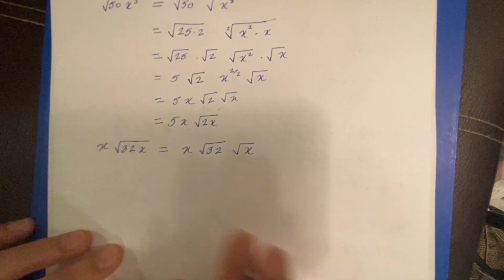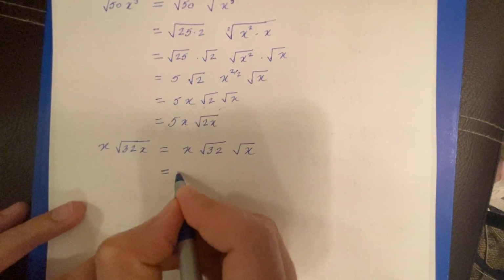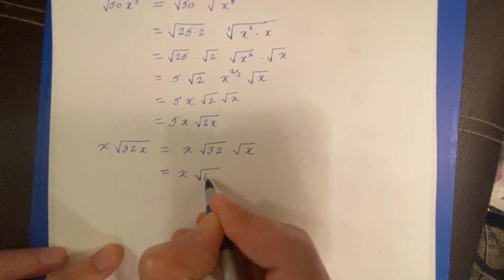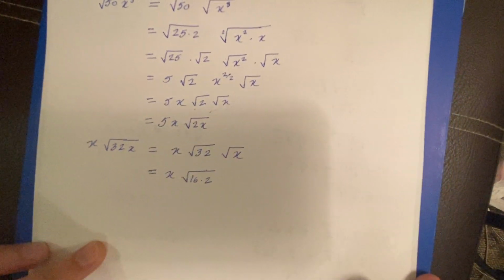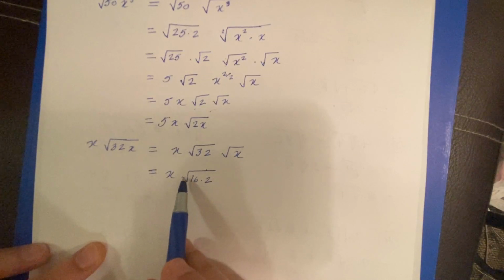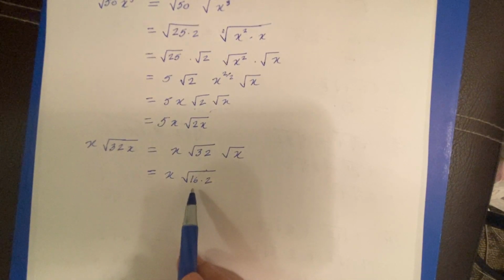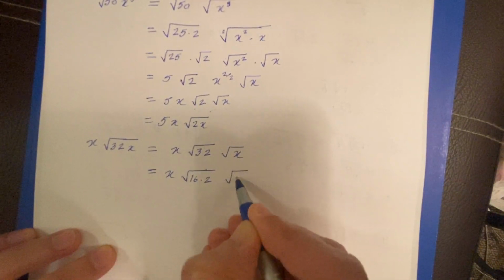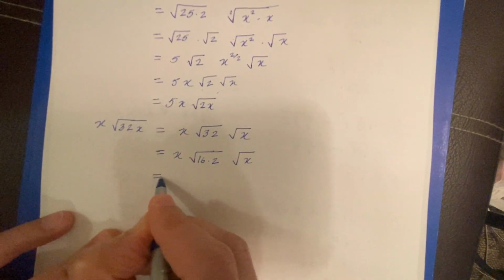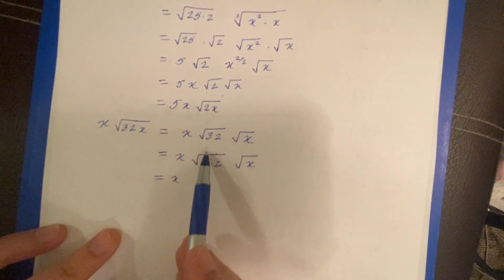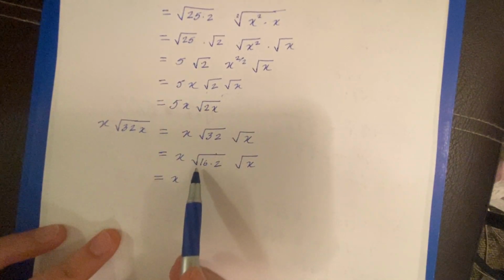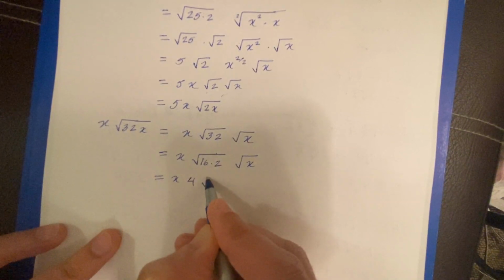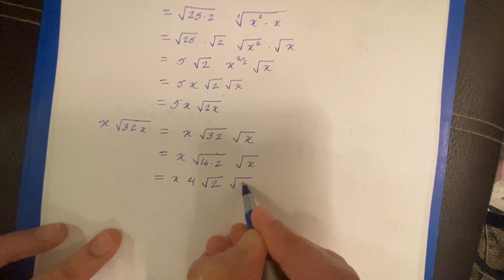So now after this, 32 is also 16 times 2, right? Since there is a square root, we can take the square root of 16. So 32 is also 16 times 2, and we still have the square root of x. Now if we split this into parts, we get square root of 16 times square root of 2. So square root of 16 is just 4, square root of 2 times square root of x.